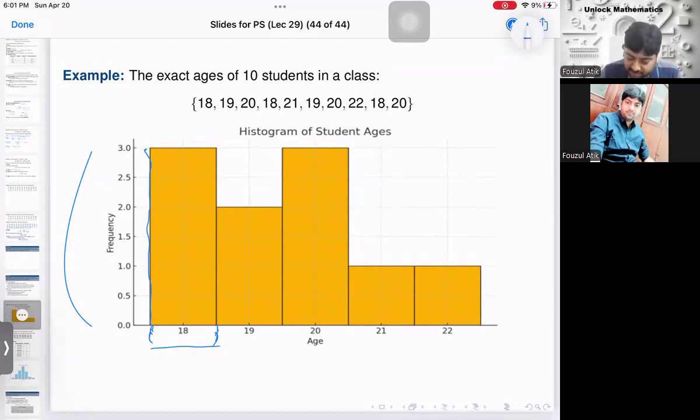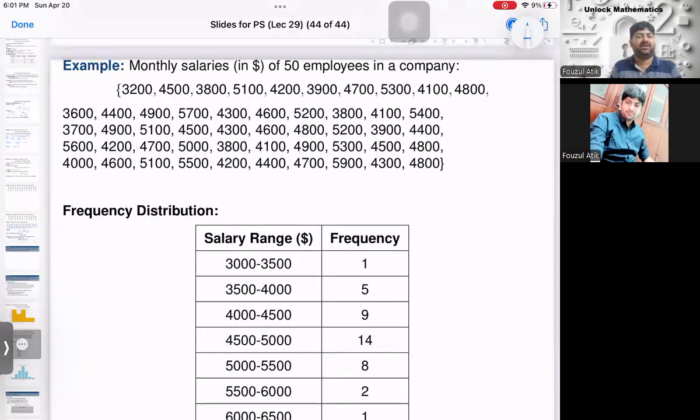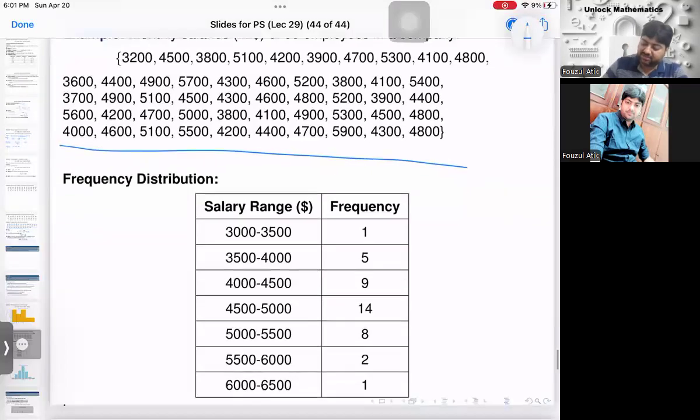We have one more example. Look at this example. It is a little bit bigger data. The monthly salaries in dollars of 50 employees in a company are given like that. If you collect the frequency distribution, from the ungrouped data you make grouped data, and then the frequency distribution table is this. So between the range 3,000 to 3,500, the frequency is 1, 3,500 to 4,000, the frequency is 5, like that it is given. So we have a frequency distribution table, then we can certainly make the histogram of it.